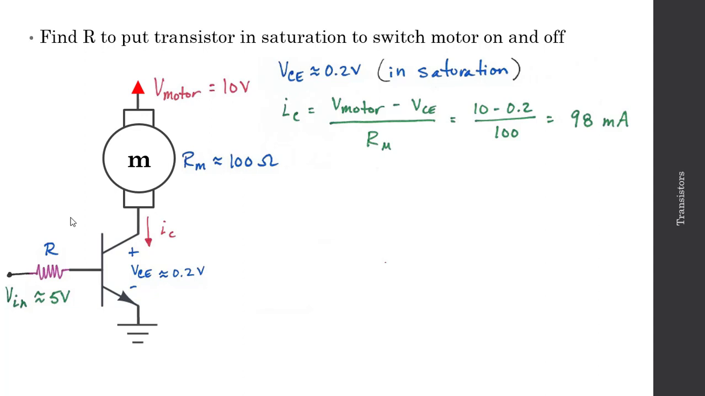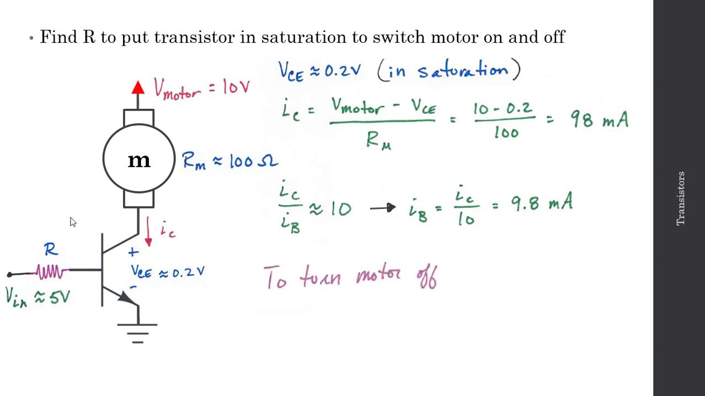Using our rule of thumb, if we want our transistor in saturation, then IC divided by IB needs to be equal to about 10. Thus, I need a base current equal to IC over 10, or about 9.8 milliamps. To turn the motor off, we'll set Vin coming from the Arduino equal to 0 volts. As a result, VBE will be less than 0.6 volts. So we'll have no current going through the base and thus no current going through the collector, or in other words, no current going through the motor.